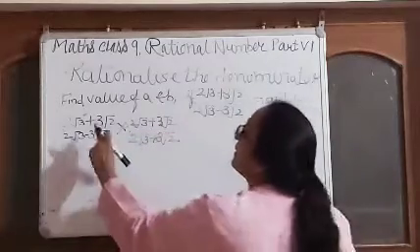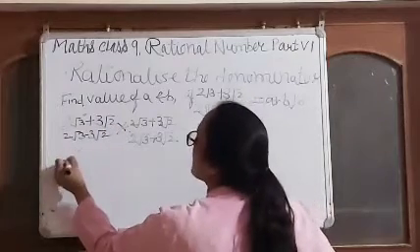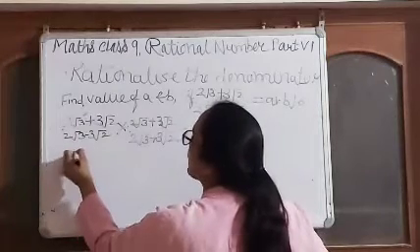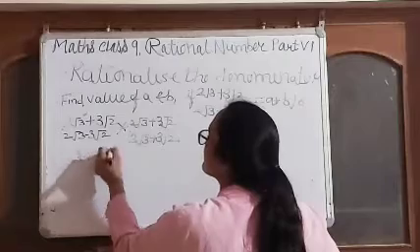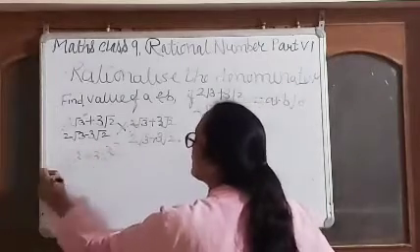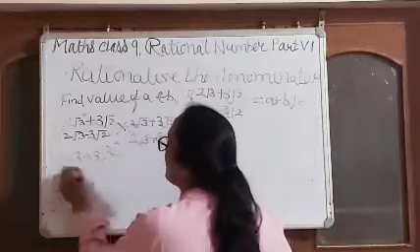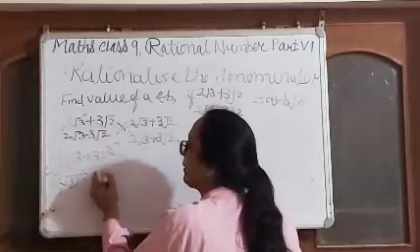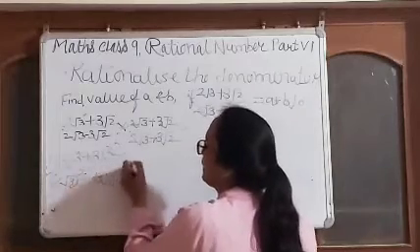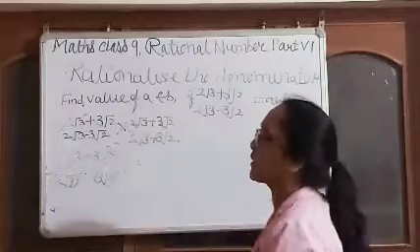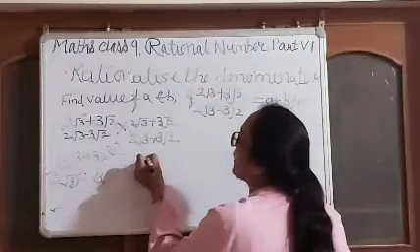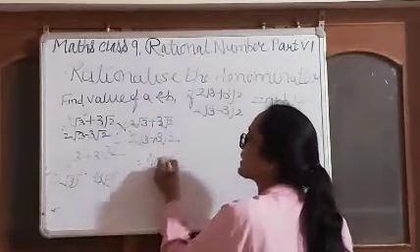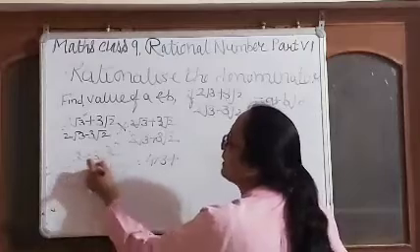Open the bracket. A plus B whole square upon A square minus B square. So A is 2 root 3, minus B whole square. So it is in the form of A plus B whole square. A square, 2 square is 4 and root 3 square means 3. A square plus B square. What is your B? 3 root 2 is B.